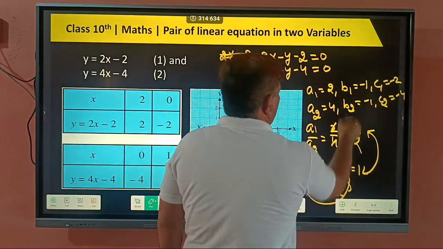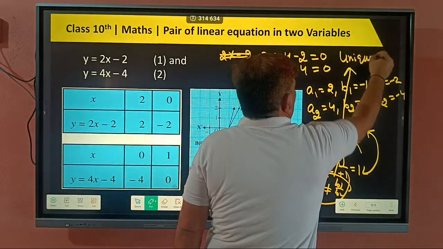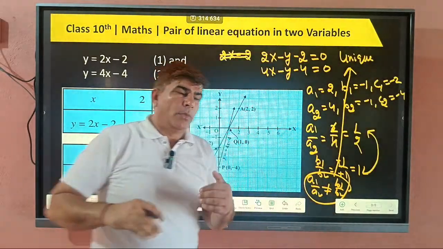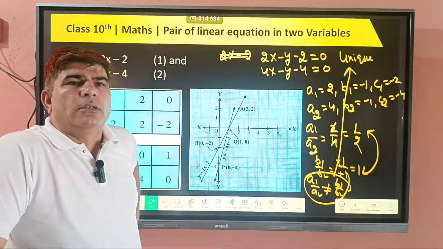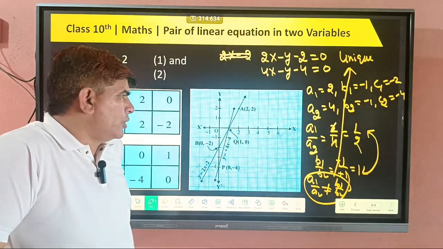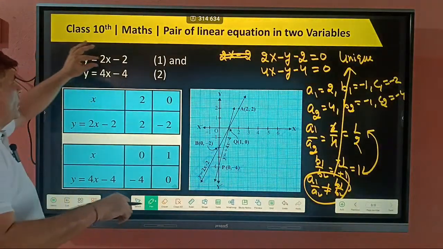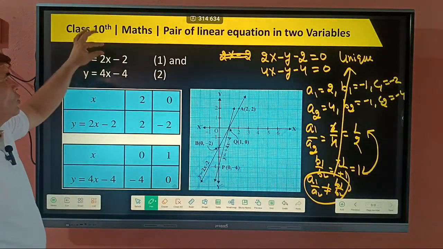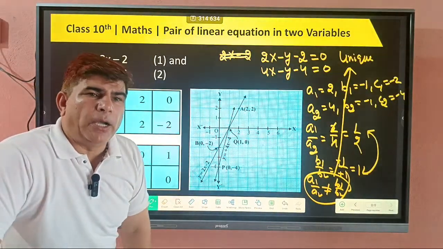In this condition, how many solutions? Unique solution. How many solutions? Unique solution. Its meaning is the graphs intersect at one point. These two straight lines intersect at one point. Unique solution. So we have directly written y equal to 2x minus 2. So here x is the independent variable and y is the dependent variable.